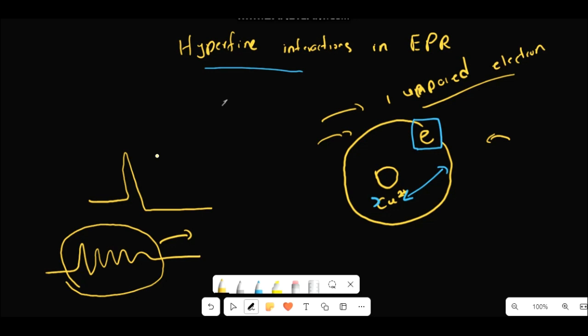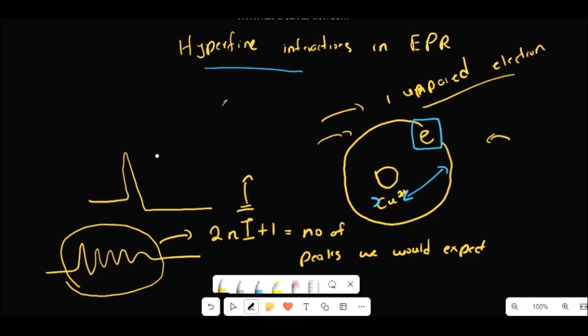We have that equation: 2nI plus 1. This is the number of peaks we would expect. Here I is based on the nucleus; it is a nuclear property related to its magnetic properties. And n is the number of nuclei.